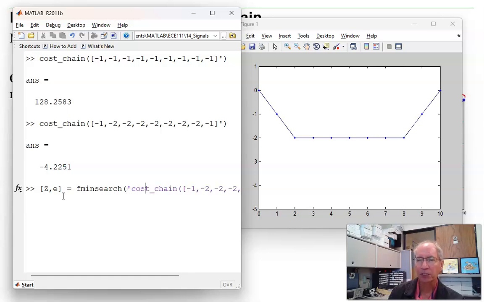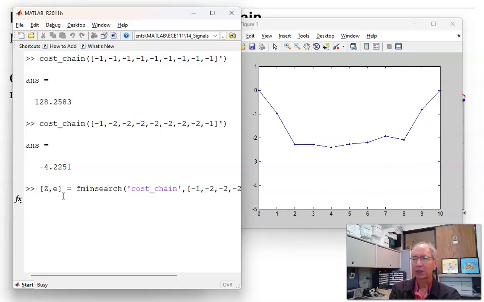So I want to minimize this function. Here's my initial guess. And it's going to sit there and iterate, try to show you or calculate the shape that minimizes your cost function. And it's kind of fun to watch.